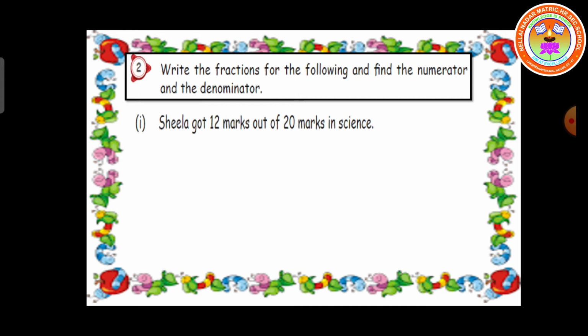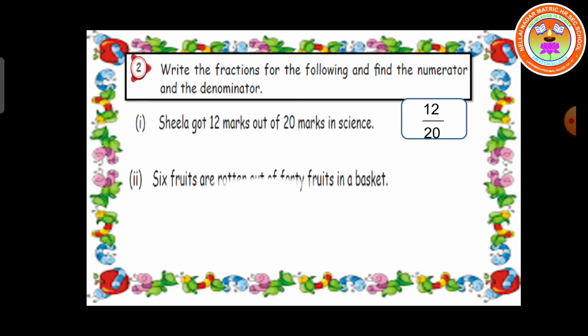See, as I told you, denominator is the total, right? And the numerator is the part we have taken, right? So, Sheila got 12 marks out of 20 marks. So, the fraction is 12 by 20. 12 is the numerator and 20 is the denominator.